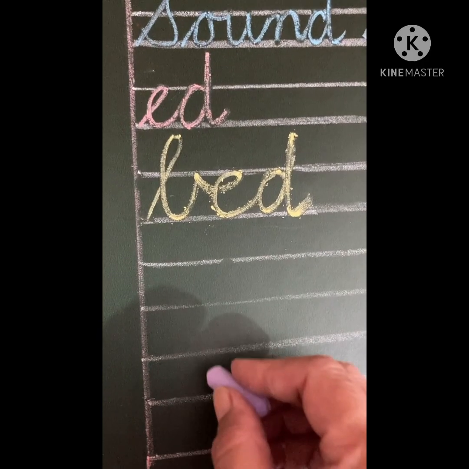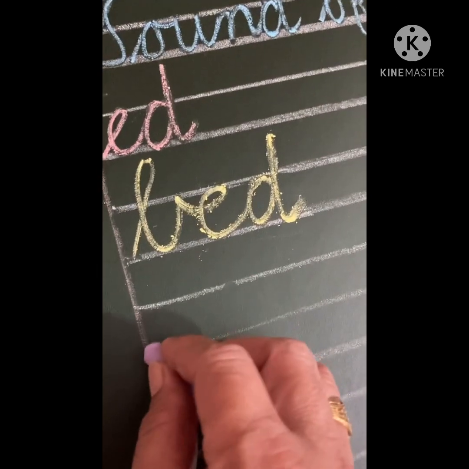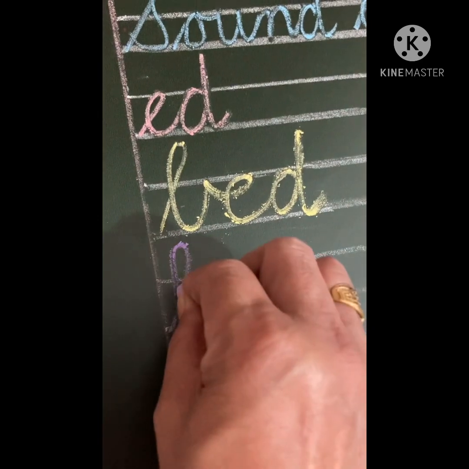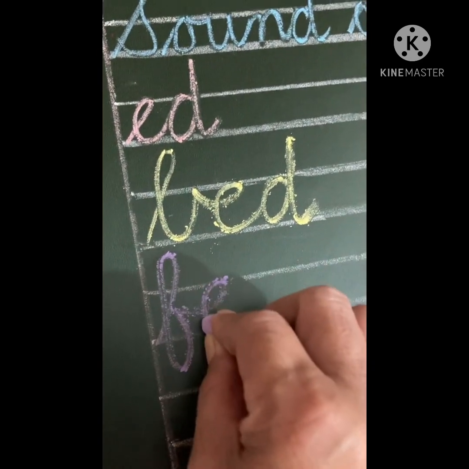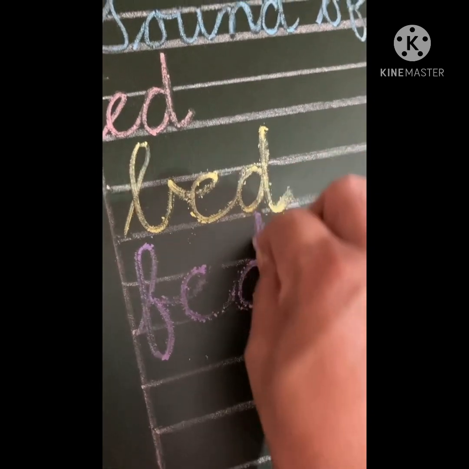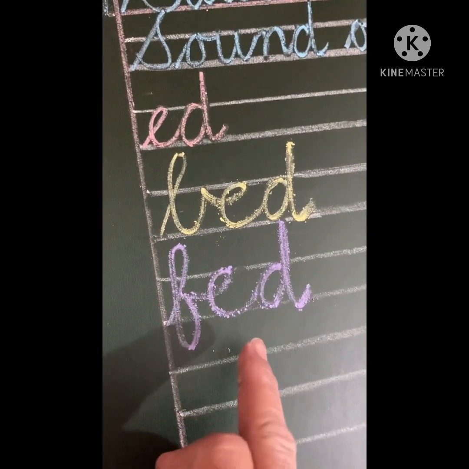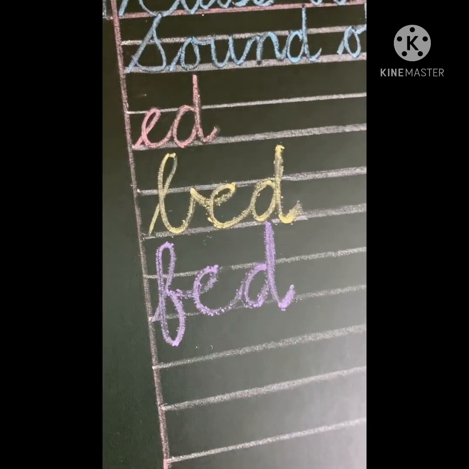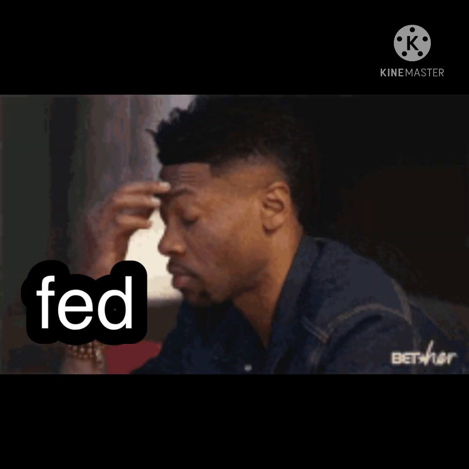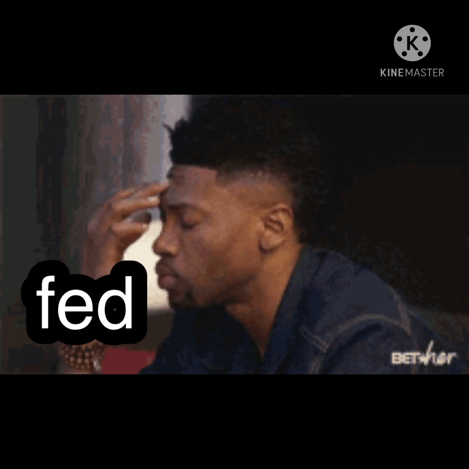For writing the next word, let's start to make the sound F. Extend the flake and make E like this. Extend its flake and make D, D. F-E-D, fed. Here the child is fed by his mother. The man is fed up from miseries.